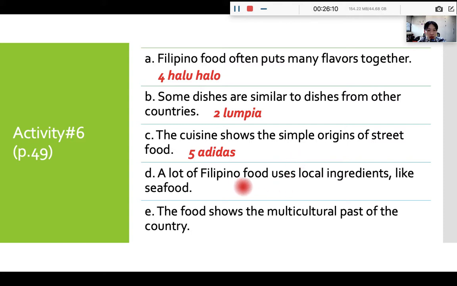D, a lot of Filipino food uses local ingredients like seafood. So the only seafood here on the list is the prawn. Finally, the food shows the multicultural past of the country. So of course, champurrado: Chinese influence, Spanish influence, and its local influence.